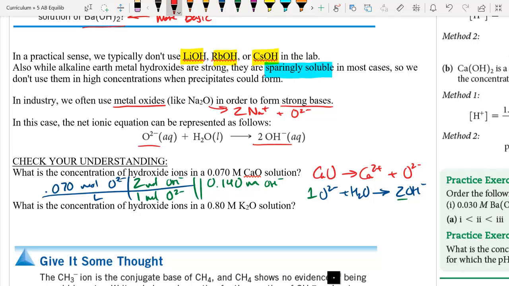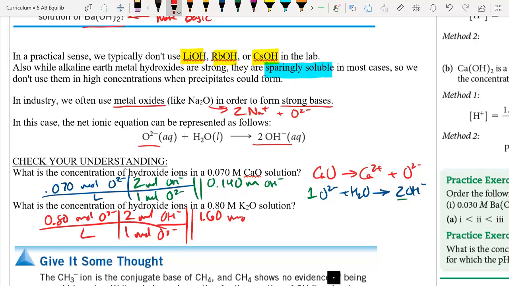The second example now, we're asking what's the concentration of hydroxide that would be formed from a 0.80 molar K2O solution. Now, in this case, remember, K2O is going to form 1 oxide from this initial molecule. So we'll set it up just as before. This time it's 0.80 moles of the oxide per liter. We're going to put this in our 1:2 ratio. 1 mole of oxide ions for every 2 moles of hydroxide ions formed. So we'll end up doubling this to get 1.60 moles per liter of our hydroxide ions.